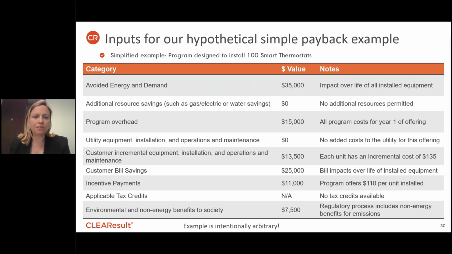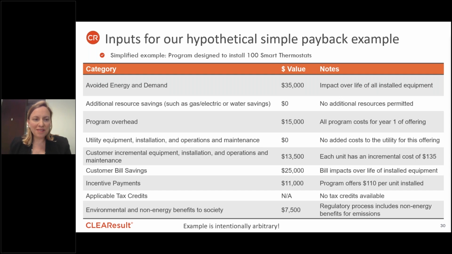So we're going to say that our program, when we looked at it, is going to have about $35,000 in avoided energy and demand costs for the lifetime of the thermostats that are installed. We're going to assume we're in a jurisdiction where we're not allowed to include any additional resource savings, even though this is a piece of equipment that could have potentially both gas and electric savings. We're going to assume a $15,000 cost for program admin. So that's just the cost to create this offering for the end users over the course of a year, let's say.